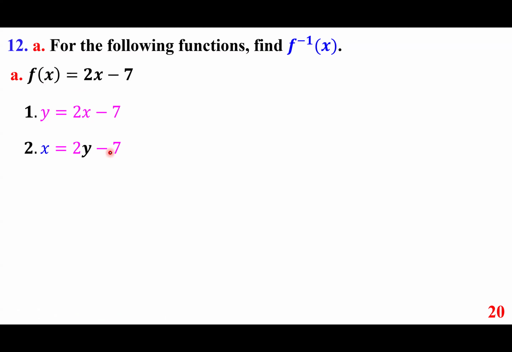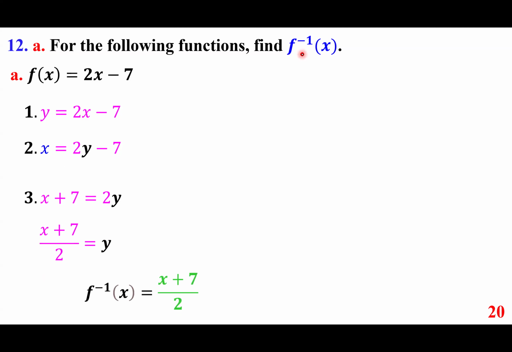However, we do solve for y. That means I'm going to move the -7, make it +7, and then I'm going to divide by 2. That is the function I'm looking for. I'm going to call it f inverse. Now, you really have to check by looking at the composite function and making sure it's equal to x. If we look at one of them, that is good enough. I'm going to do one and you do the other one.